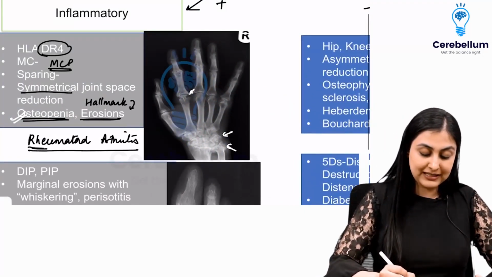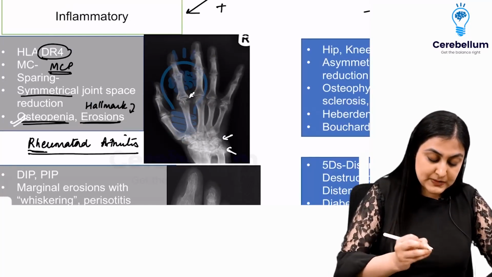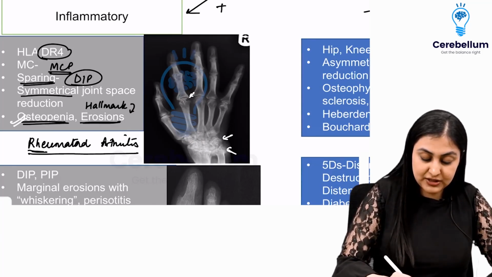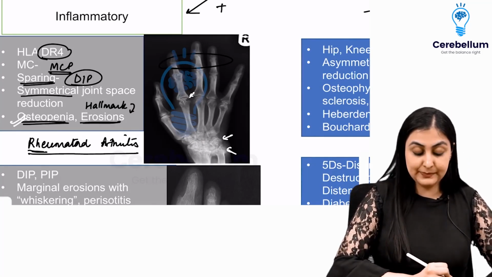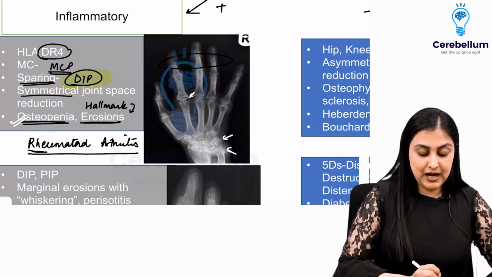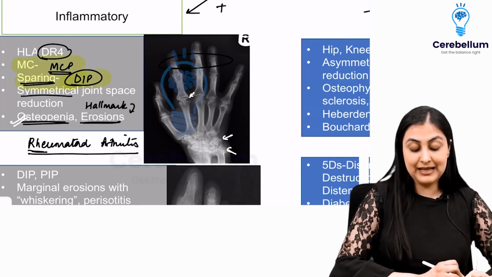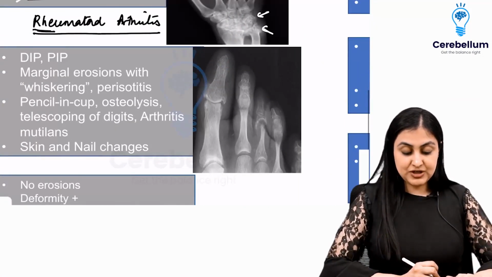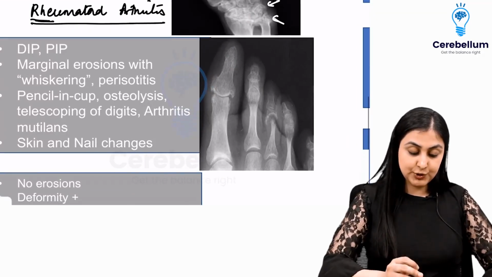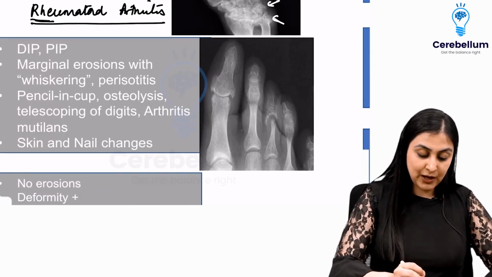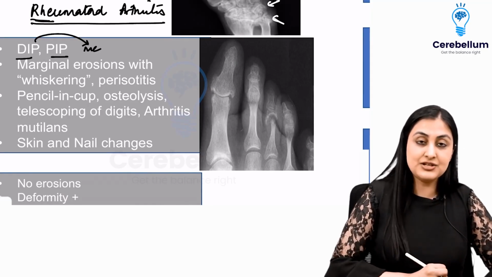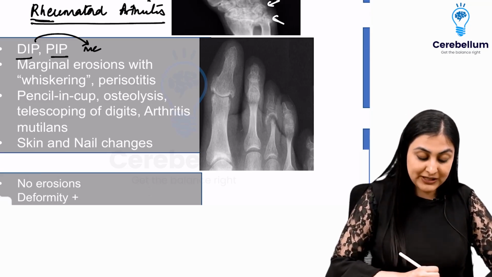And something very important, which joint is spared? There is sparing of the DIP joint. So the distal interphalangeal joints are typically not involved in RA. So remember the most common is MCP, sparing of DIP. Next inflammatory arthritis that we want to discuss here. So you get this X-ray and you see how DIP and PIP are most common. So distal interphalangeal is actually the most common to be involved.